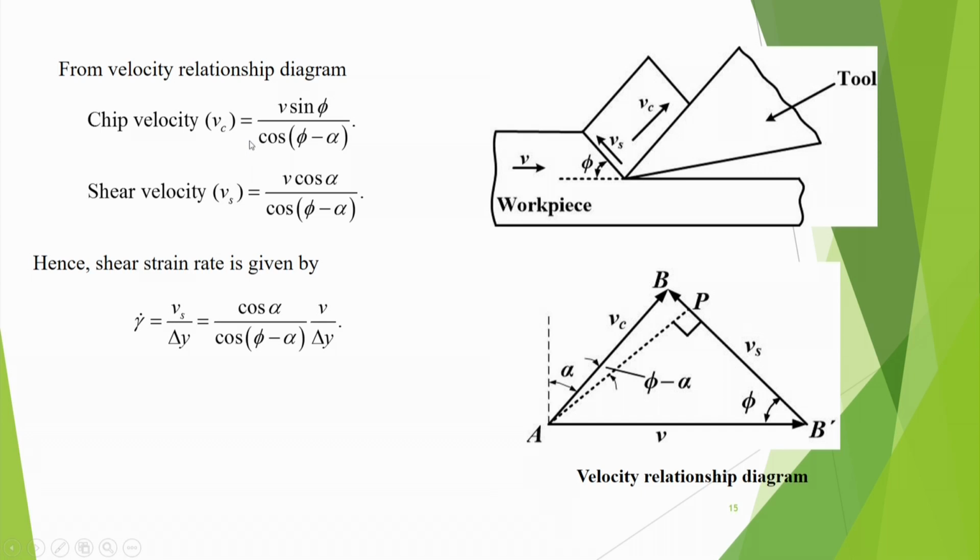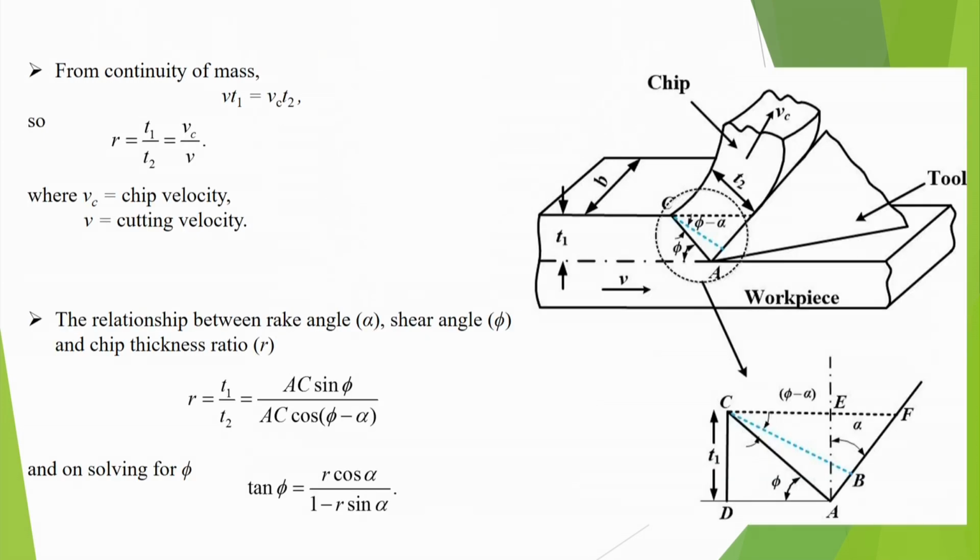So we have got the chip velocity and the shear velocity, and then the shear strain rate can be given as gamma dot equals v s divided by delta y, and this can be written as cos alpha divided by cos of phi minus alpha, times v divided by delta y. But for this delta y we have to make some assumption, as delta y is not known very precisely. That is what we have written here.